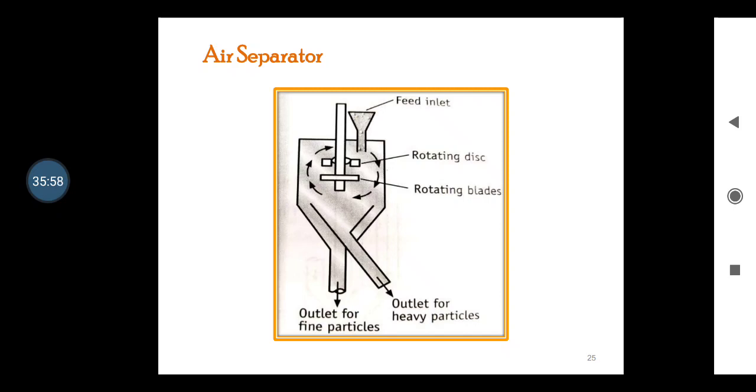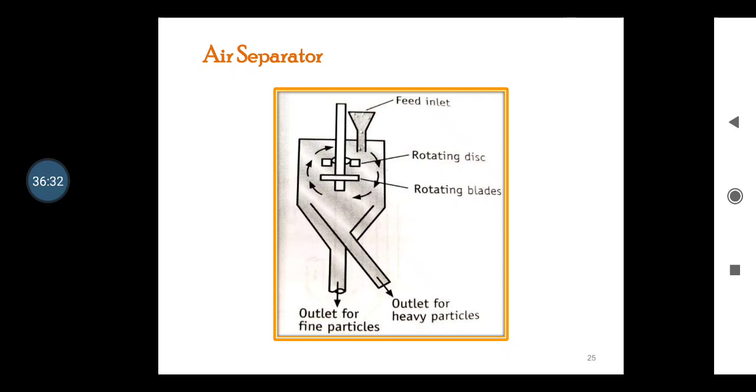As far as the construction is concerned, you can see the labeling of this air separator: feed inlet, rotating disc, rotating blades, an outlet for the heavy particles and an outlet for the finer particles. This is another separator by which you can distinguish only two fractions: heavier particles, which may be coarse or moderately coarse, and an outlet for the fine particles, which represents the separation of finer or even very fine particles.